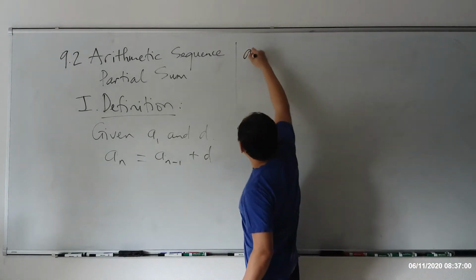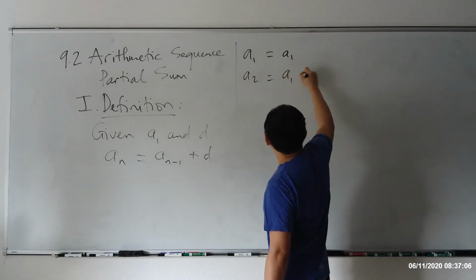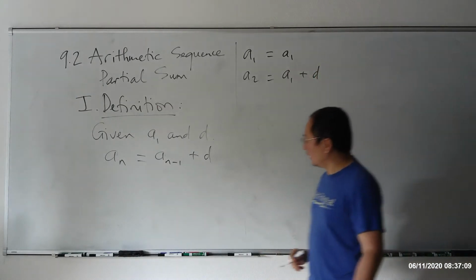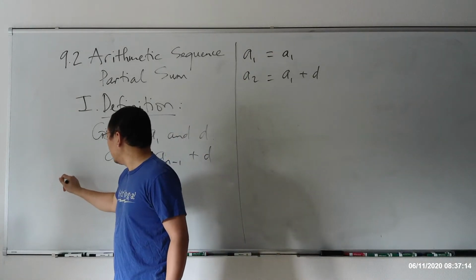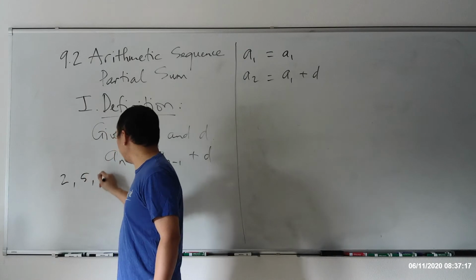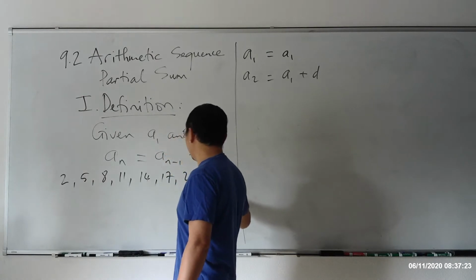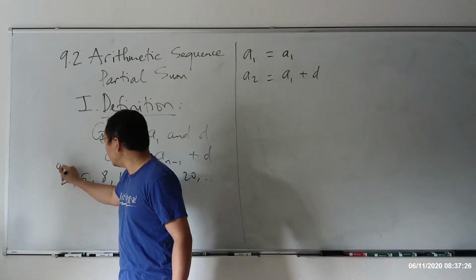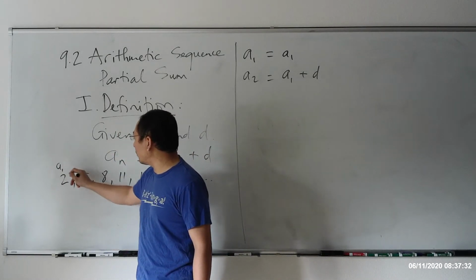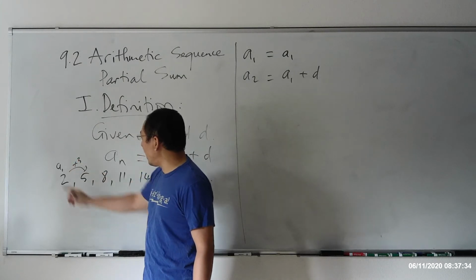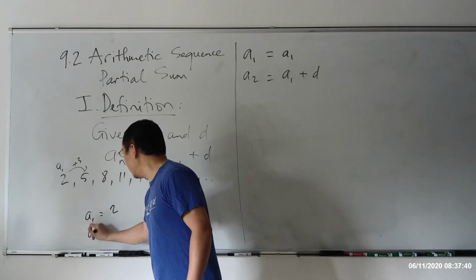So we have A1, it's just A1. And how do we calculate A2? It's A1 plus a constant D. Let me give you an example at the same time with the formula. Say I have this sequence: 2, 5, 8, 11, 14, 17, 20. The first term here, A1, is equal to 2. And how do we get to the second term, 5? We add 3 to it. So A1 is 2 and D is equal to 3.